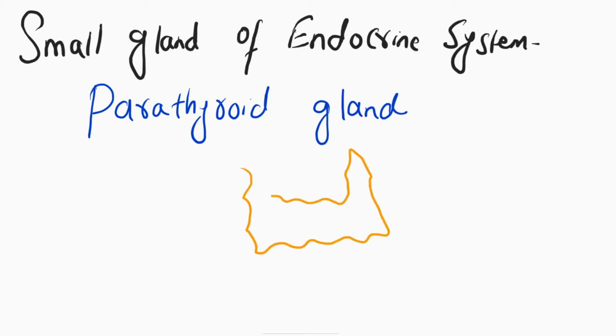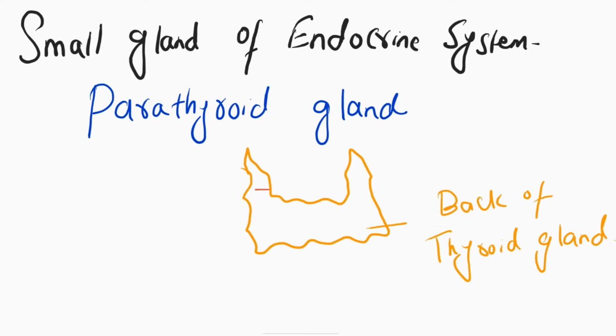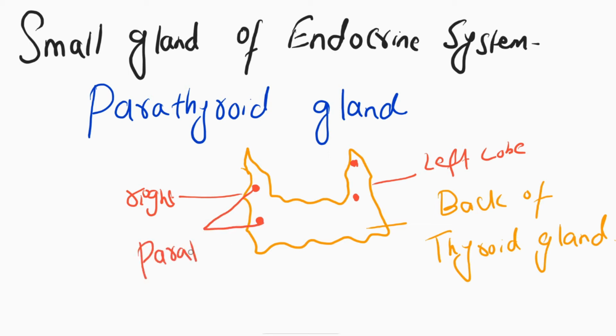The parathyroid gland is situated at the back of the thyroid gland. There are actually 4 parathyroid glands which are present at the back of the right and left lobe of the thyroid gland. These parathyroid glands are present in the form of pairs.